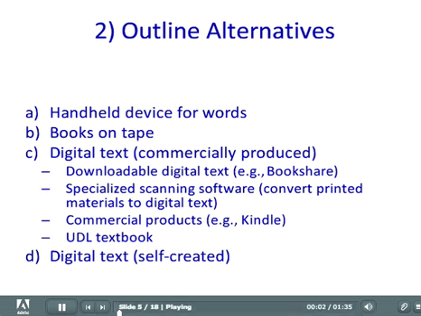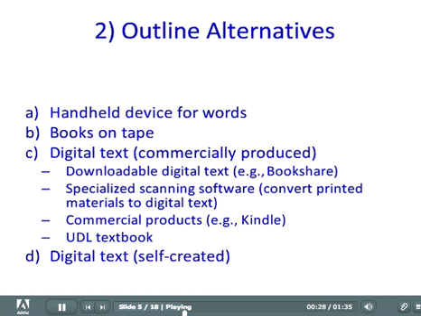So during the outline the alternatives stage, we just brainstorm all the possibilities for an individual. A few that quickly come to mind, and I'll talk about each of these in a little more detail in just a moment, include handheld devices, so electronic dictionaries. There are books on tape available for students that really struggle with reading.